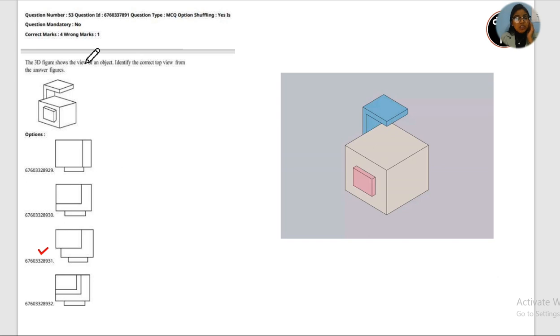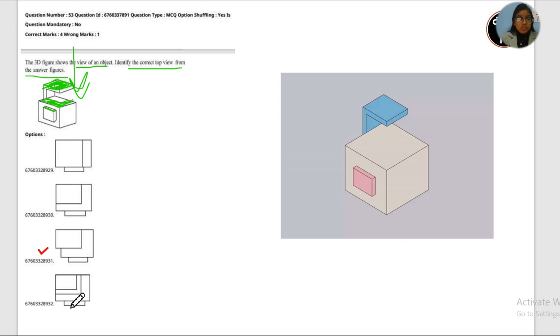Same type of question. The 3D figure shows the view of an object. Identify the correct top view from the answer figure. Okay. So in top view, what you will get to see is this part very clearly, and this part, this one. Only this one you will get to see, and this one. These three surfaces you will get to see in your top view.